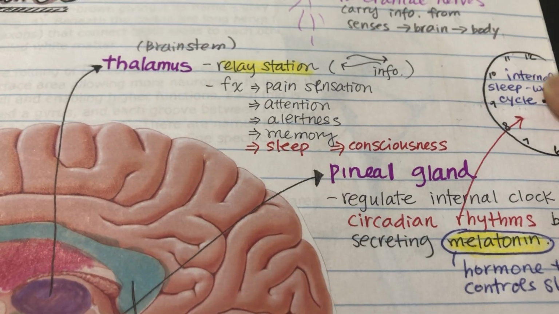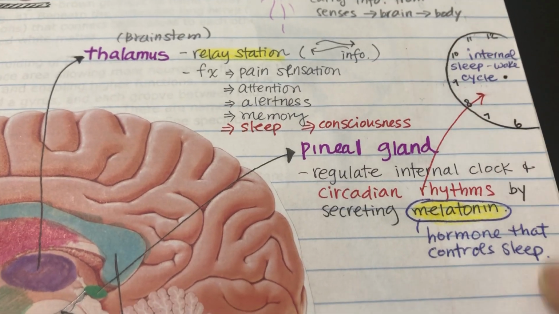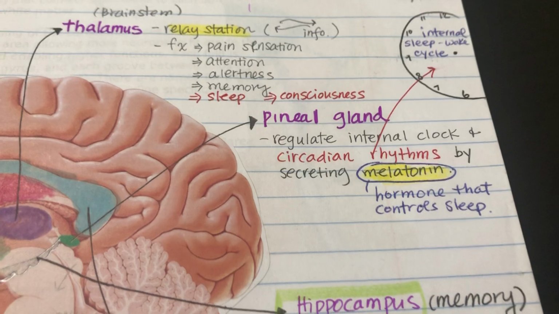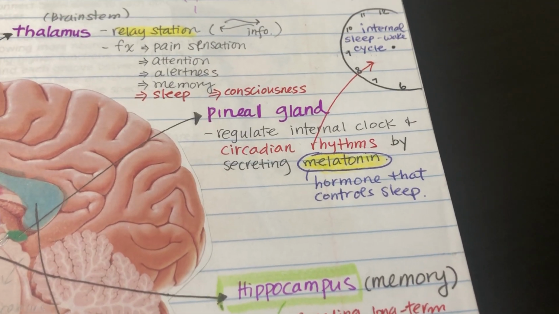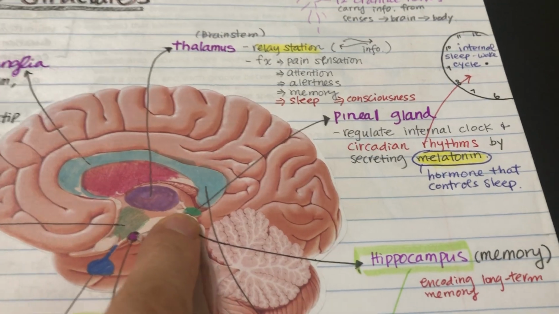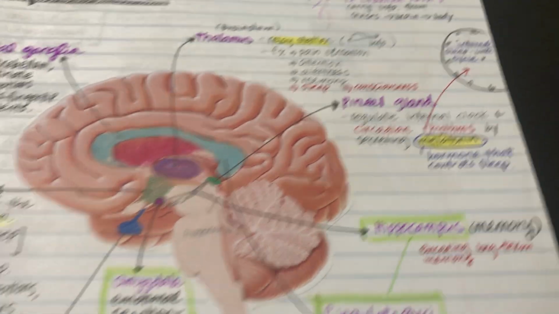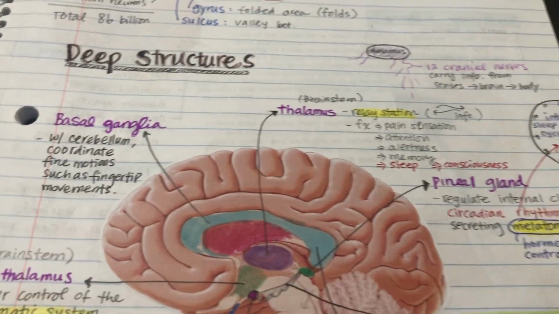It's just the internal clock, the sleep and wake cycle. So I just drew that. I know what melatonin is, but I'm just showing you as an example. Melatonin is a hormone that controls sleep. So now that makes sense. This pineal gland, the green one here, controls our sleep. So those things. All right, so there's some more information.